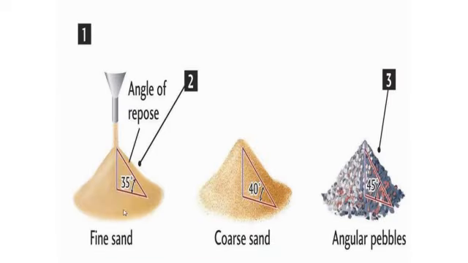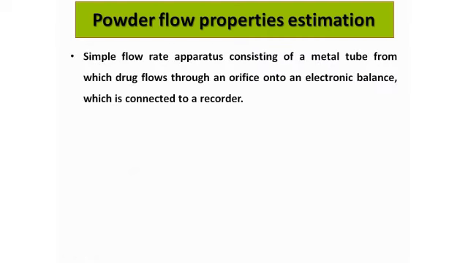So you see, for fine particles, the angle of repose is very low. For example, for fine sand it is around 35 degrees. For coarse sand, the bigger size sand, it is 40 degrees. For angular pebbles, pebbles are a form of stone, the angle of repose is 45 degrees, right? Now, the simple flow rate apparatus, as I have already shown you, consists of a metal tube from which the drug flows through the orifice, that is the funnel, into an electronic balance connected to a recorder, just to see the angle of repose, right?